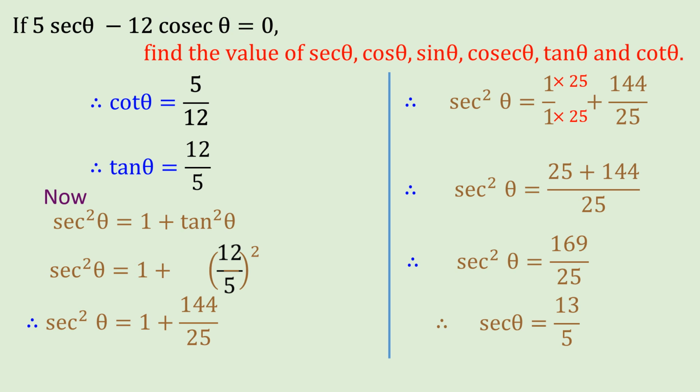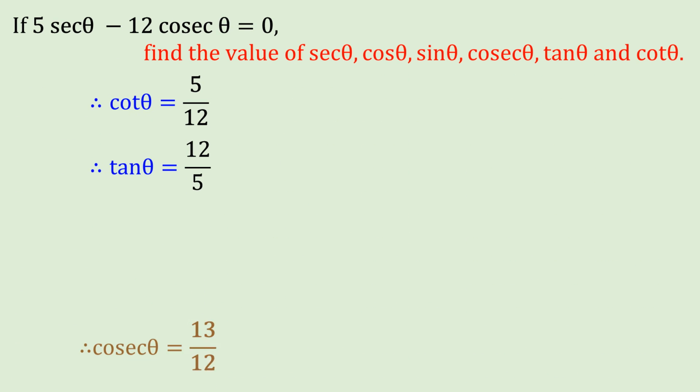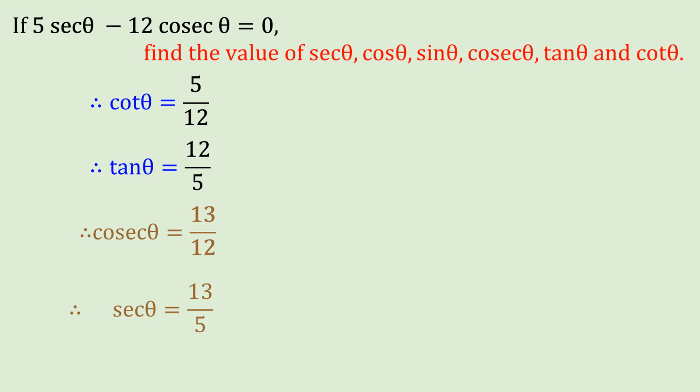So by now we have got cot theta, tan theta, cosec theta and sec theta. Still we need to find out cos and sin. So let us move further. So we have here all these values. Cot is 5 upon 12, tan is 12 upon 5, cosec is 13 upon 12 and sec is 13 upon 5. So let us begin now.